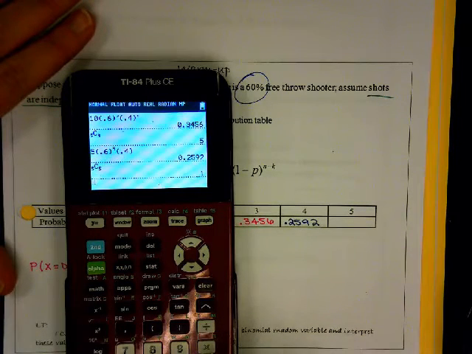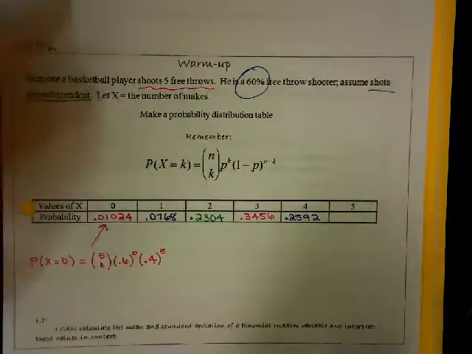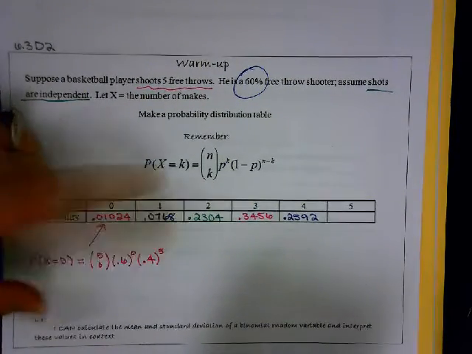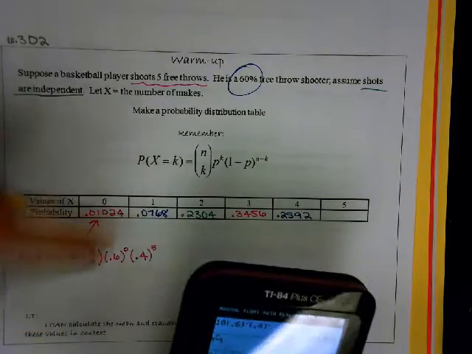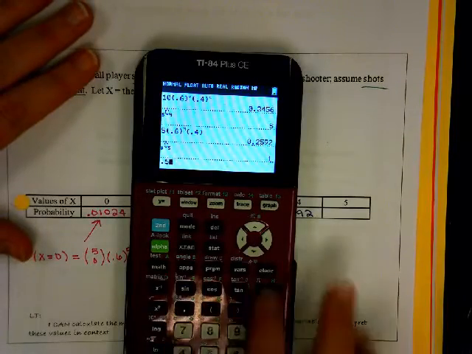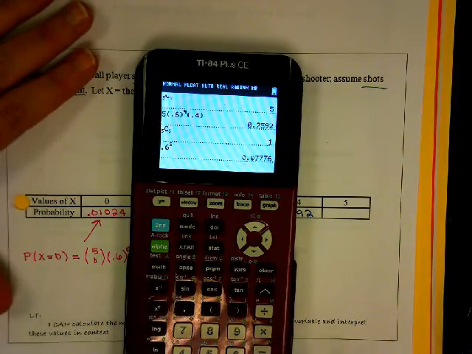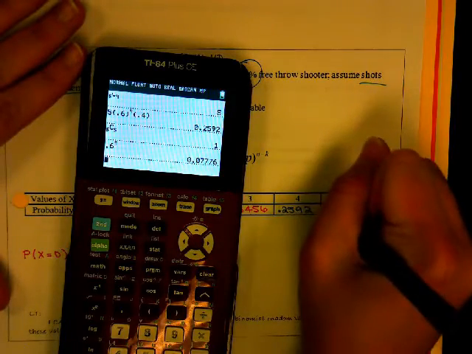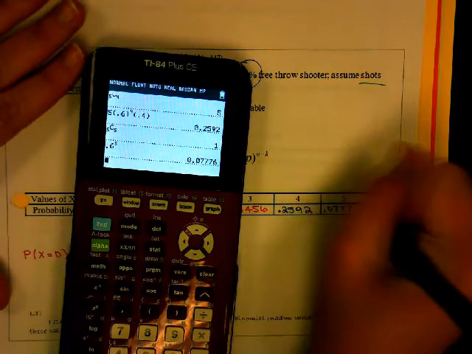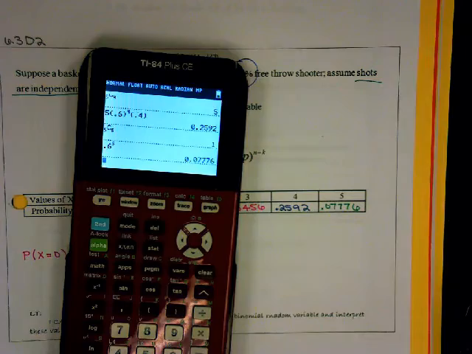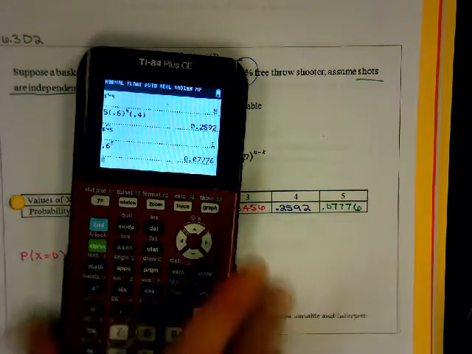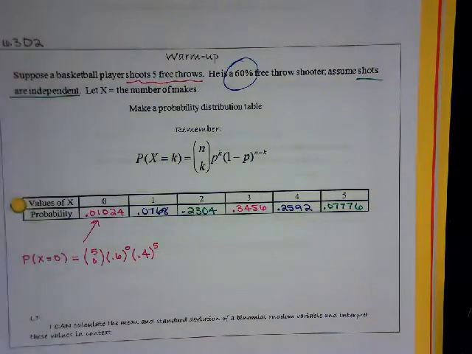And then we're going to have 0.6 to the 5th power, 0.4 to the 0. So that really is like 1. So we have 1 and 1. So really, we're just going to have 0.6 to the 5th for that last one, which is 0.07776. So now we have our probability distribution.